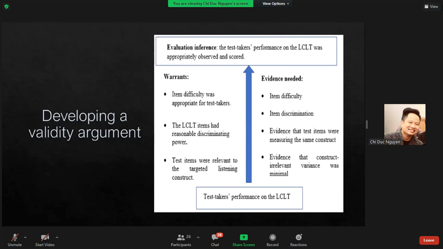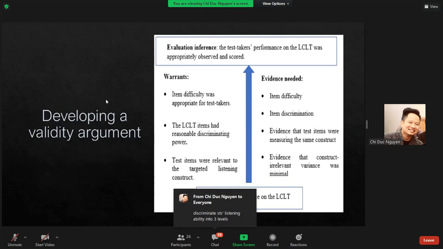Yeah, we need to use the listening levels of students to find out the evidence that the test items can discriminate the students into the 3 levels. And not only about the 3 levels, it's also about smaller groups in each level as well.